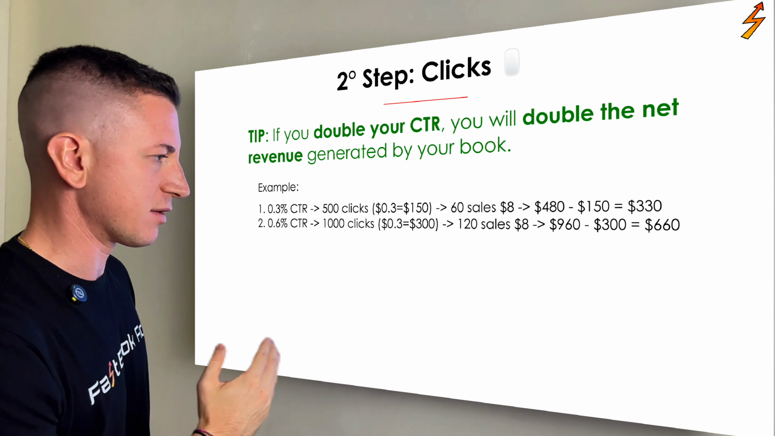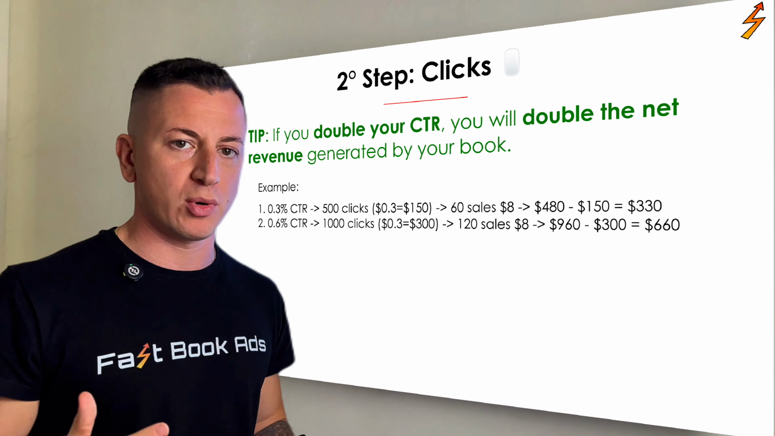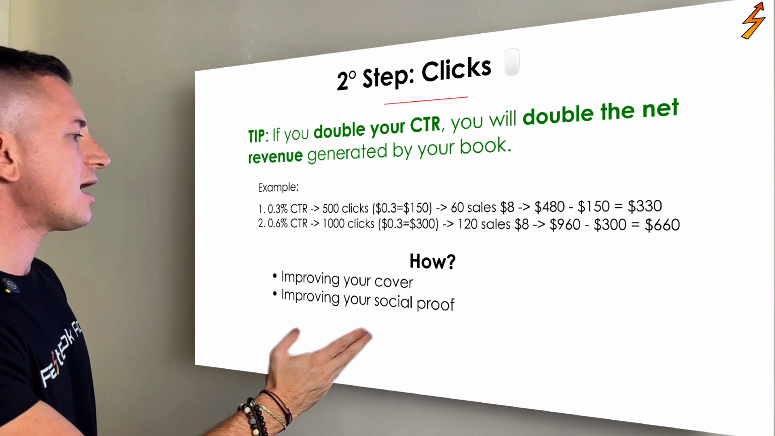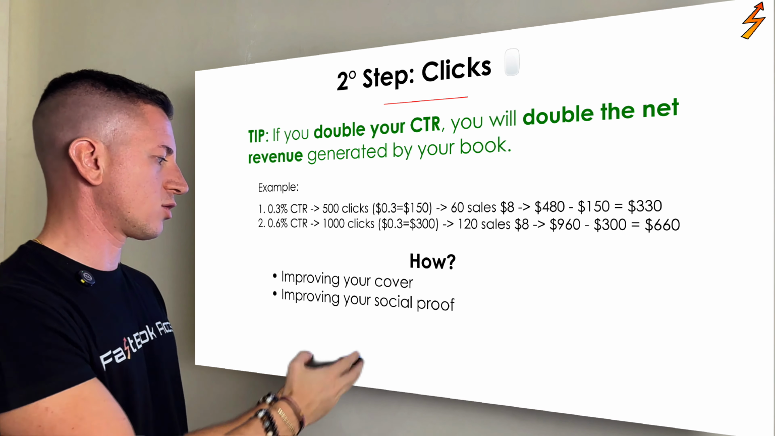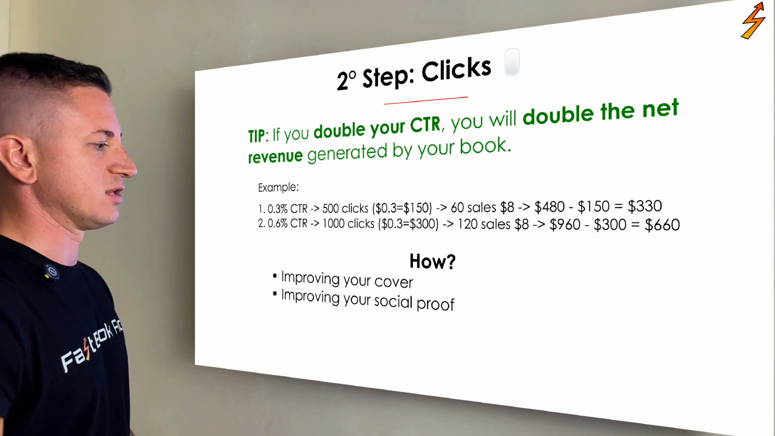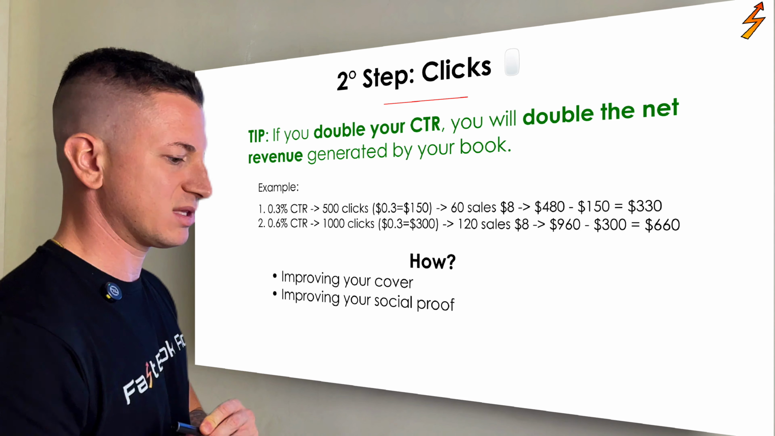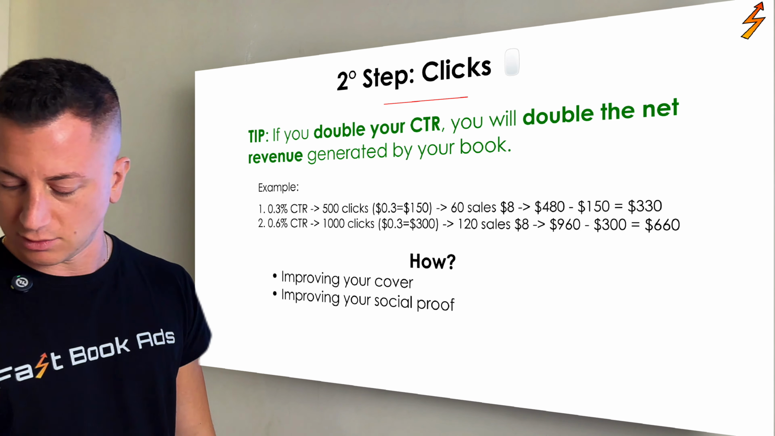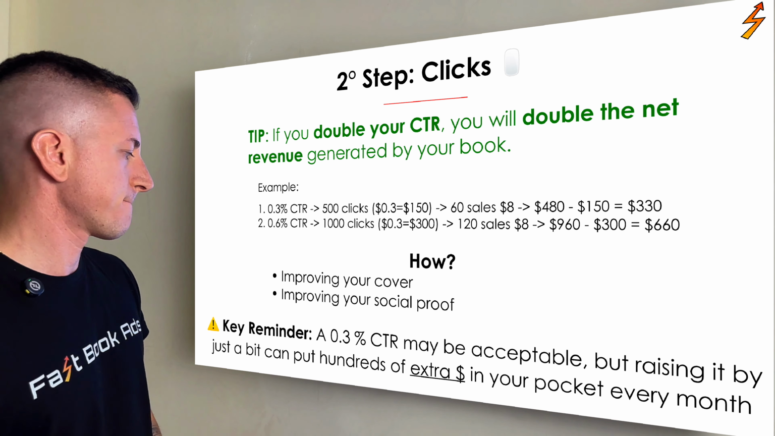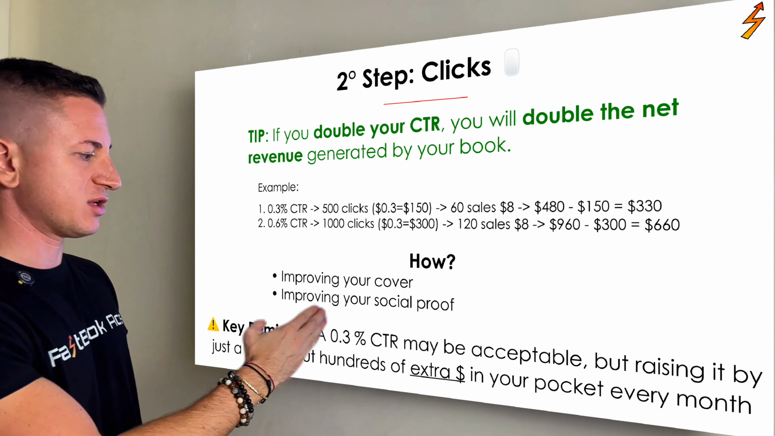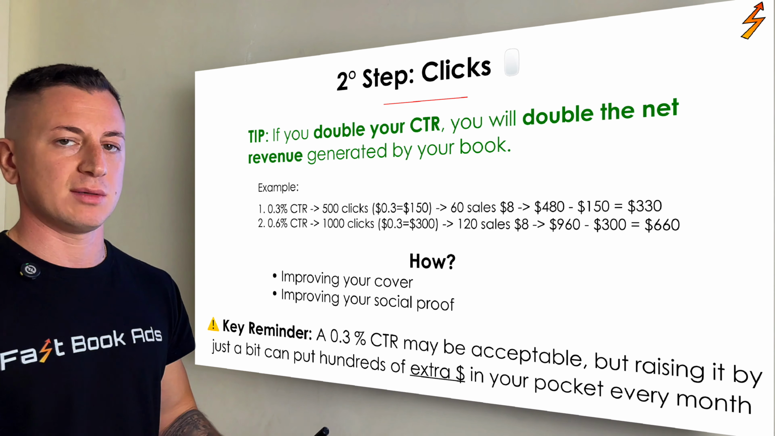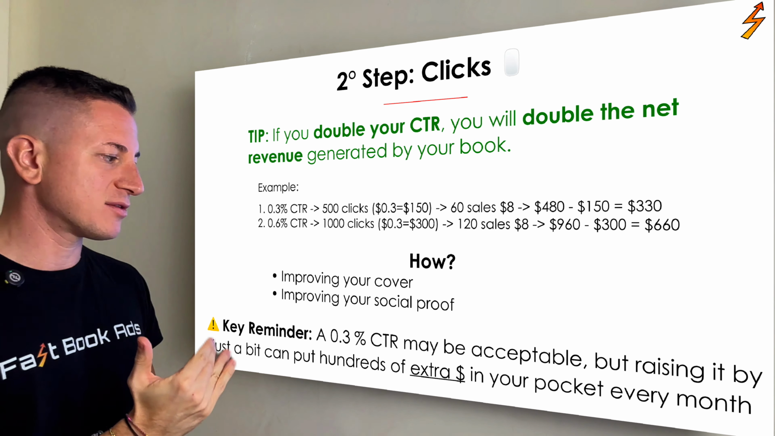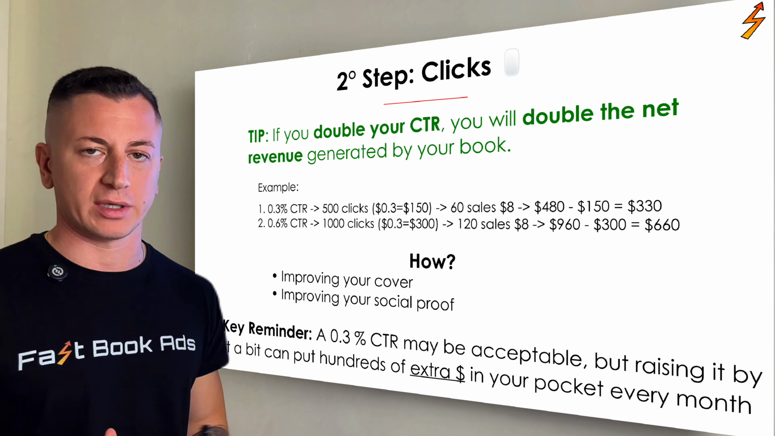Our cover is very, very important. It is one of the most important components of our book, if not the most important. How? As I told you, by improving our cover or improving our social proof. The social proof means like 10-15%. So the cover is the first thing you have to look at if you want to improve your CTR. Key reminder, 0.3% of CTR may be acceptable, as I told you, but raising it by just a bit can put hundreds of extra dollars in your pocket every month.